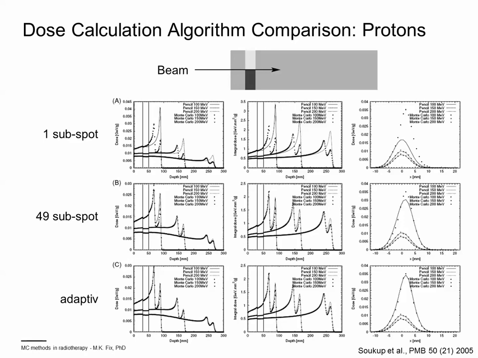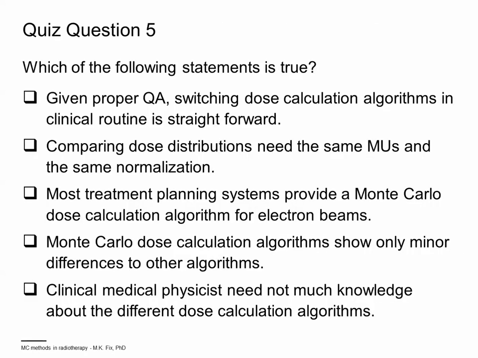Still, the last quiz question is left. Which of the following statements is true? Given proper QA, switching dose calculation algorithms in clinical routine is straightforward. Comparing dose distributions needs the same monitor units and the same normalization. Most treatment planning systems provide a Monte Carlo dose calculation algorithm for electron beams. Monte Carlo dose calculation algorithms show only minor differences to other algorithms. Clinical medical physicists need not much knowledge about the different dose calculation algorithms.